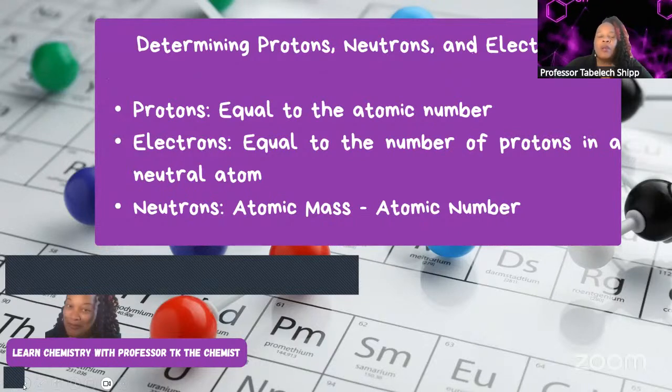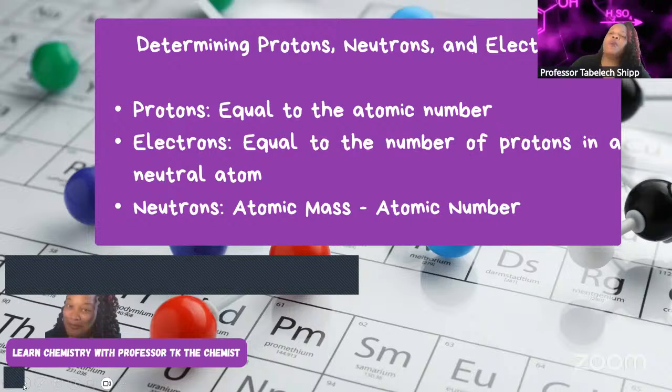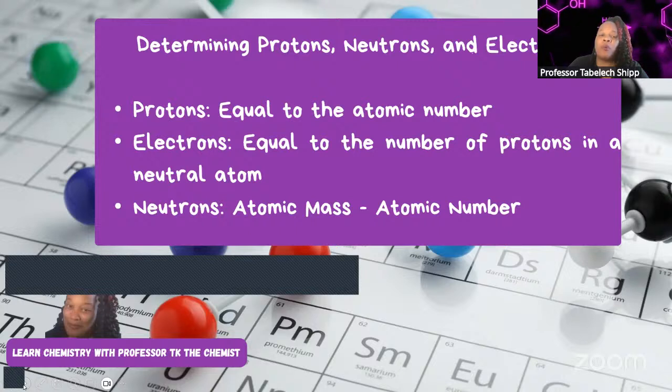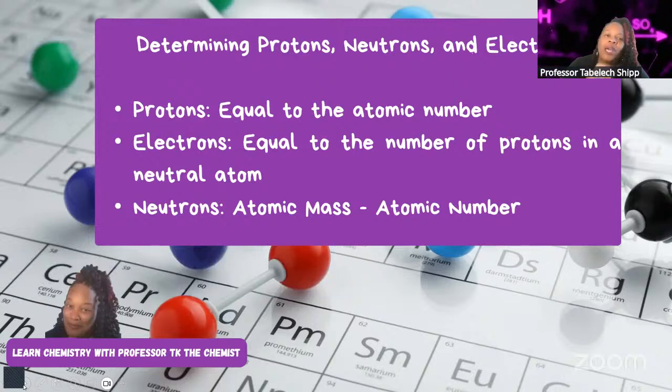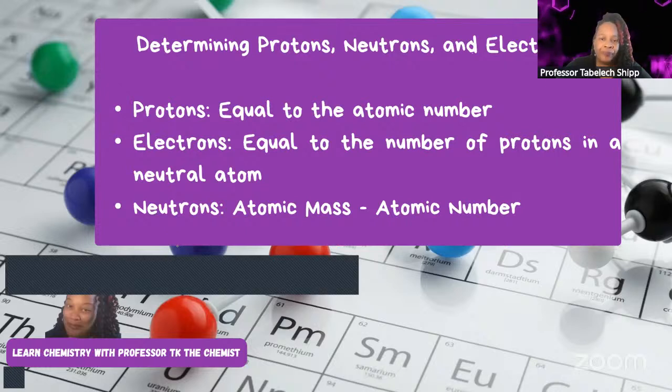Now, some keywords that I want you to be familiar with, which I kind of talked about already. Protons, I already told you that it's equal to the atomic number. But I also told you that electrons equals the total number of protons in a neutral atom as well. And then your neutrons is equal to the atomic mass minus the atomic number. So what you have to keep in mind is that these three formulas are going to be important for you to know for your TEAS 7 exam, specifically for the chemistry part.